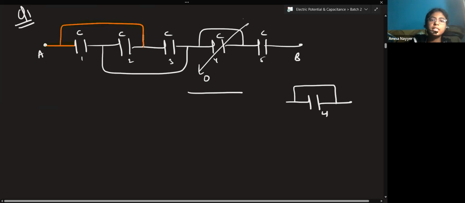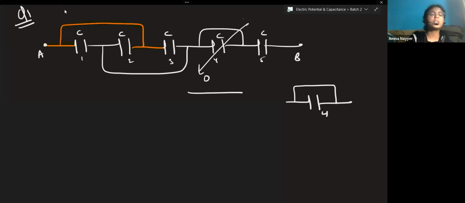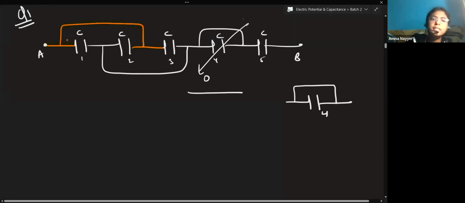So we have reached this end. Now we have blocked all the capacitors. It means no more capacitors can be added. So let's name all the potentials. This is VA, this is VA, this is VA. Now VA is this much only.